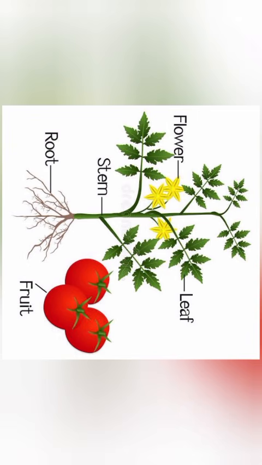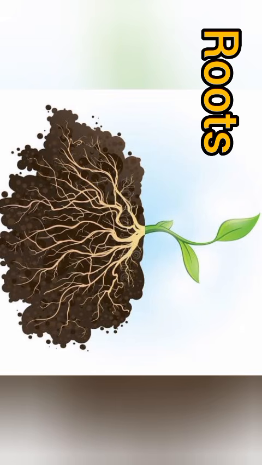As you know, a plant has different parts. Here are the different parts given below, and we will discuss them in detail. The first part is roots. Roots hold the plant in place. Roots take water from the soil and send it to the stem.